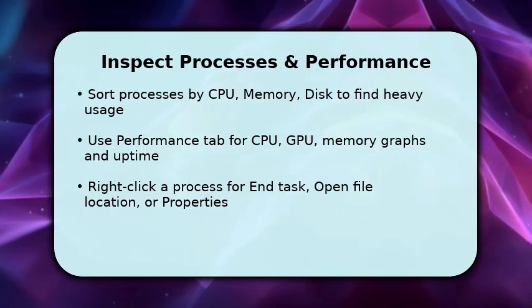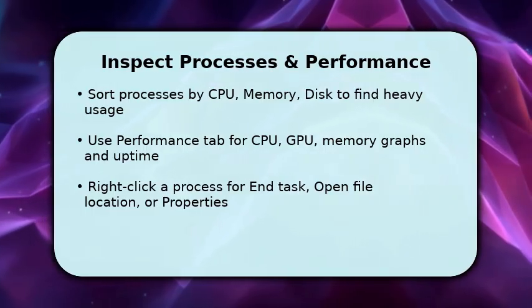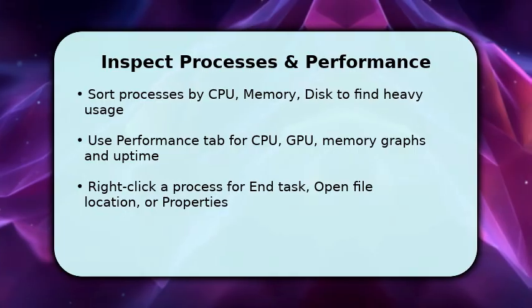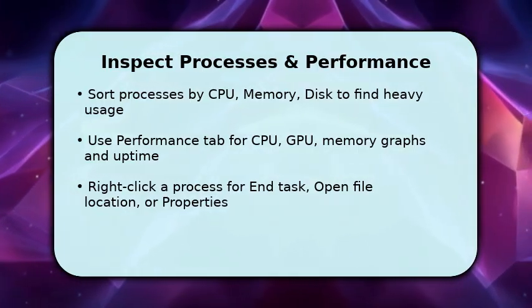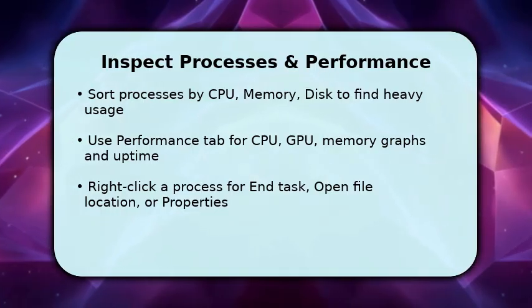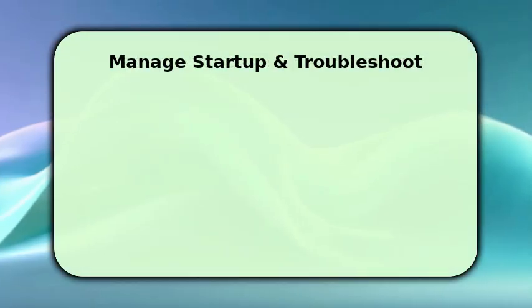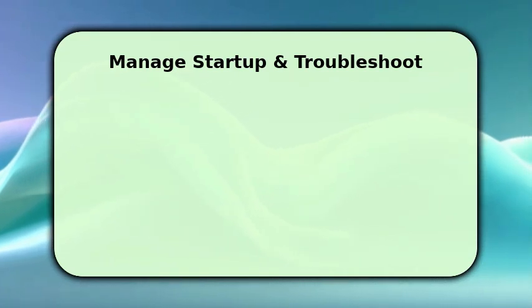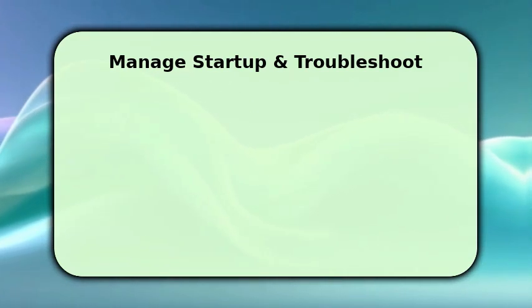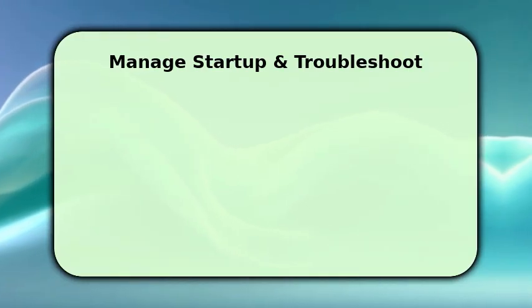You can right-click any process to end task, open its file location, or view properties. These options explain what the process is and help you decide whether to stop it or investigate further. To finish, control future performance by opening the Startup tab and disabling unnecessary apps. Review the Startup Impact column to prioritize changes.